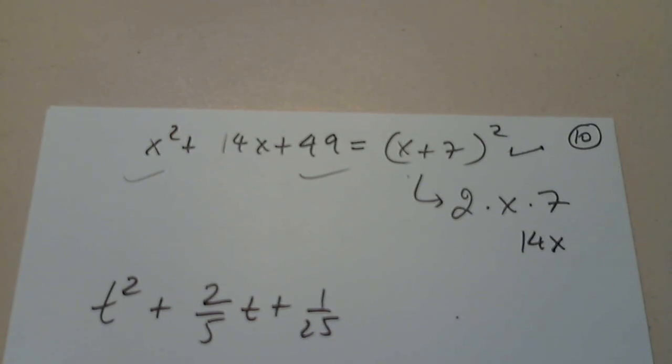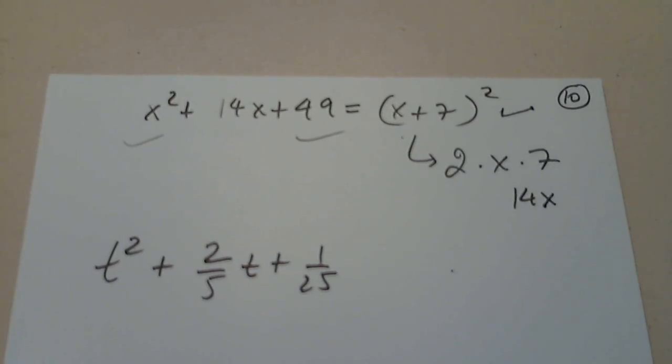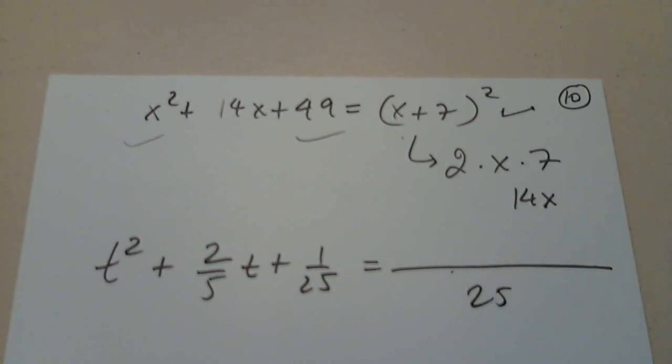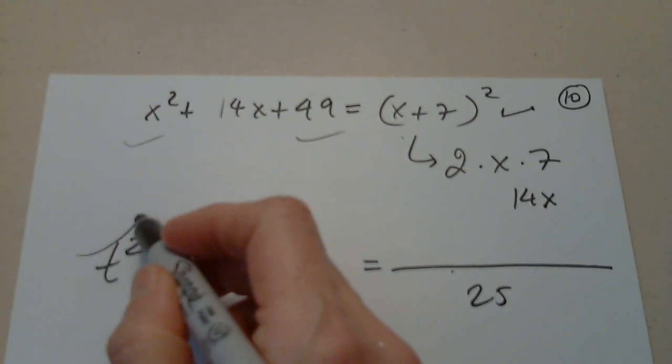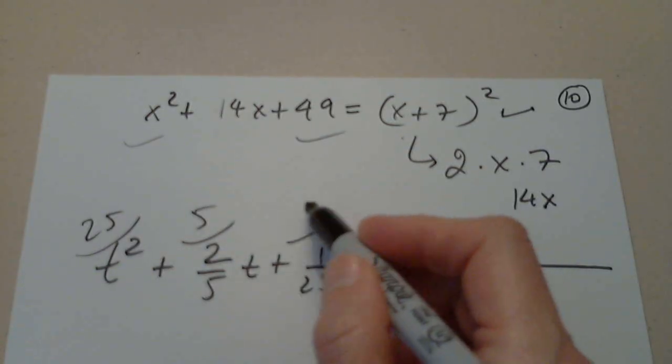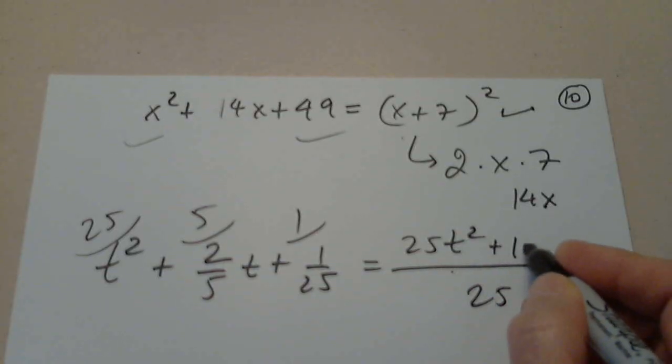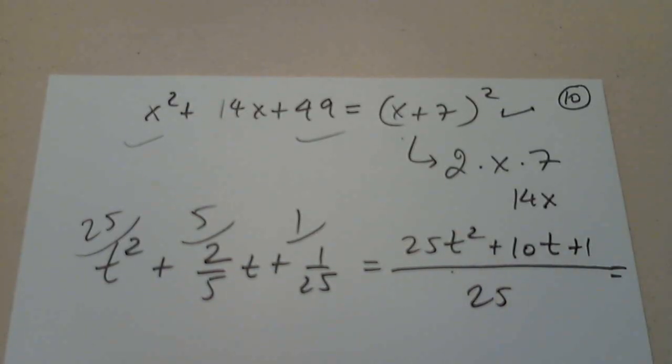Remember, nobody can force us to work with fractions. I'll find the least common denominator, which is 25. I'll multiply this by 25 and this by 5 and this by 1. 25t squared plus 10t and plus 1. And I will leave 1 over 25 outside.